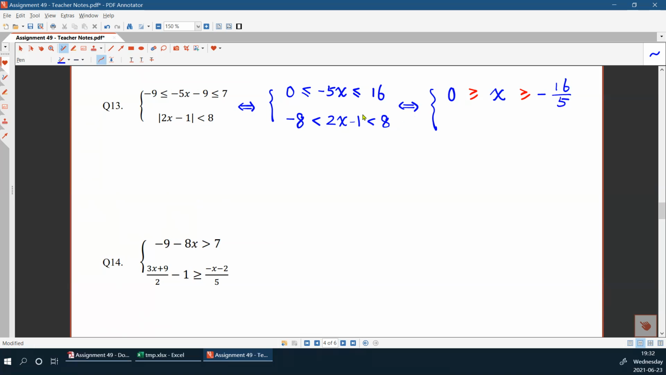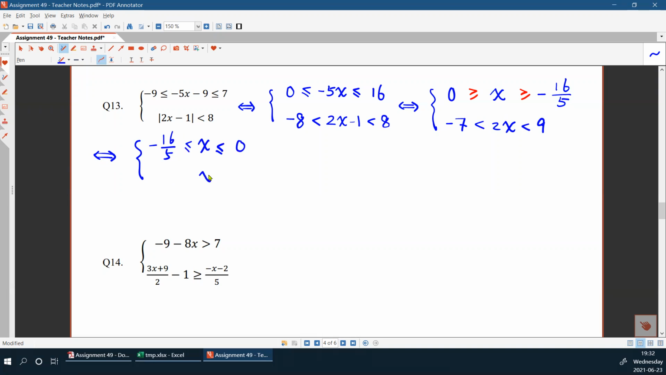Okay, second part of the system. 2x minus 1, so we can add a 1 to both sides. Minus 8, adding a 1 is minus 7, less than 2x, less than 8 plus 1 is 9, right? Next step, this is equivalent to, first of all, x should be greater than or equal to minus 16 over 5 and smaller than or equal to 0.